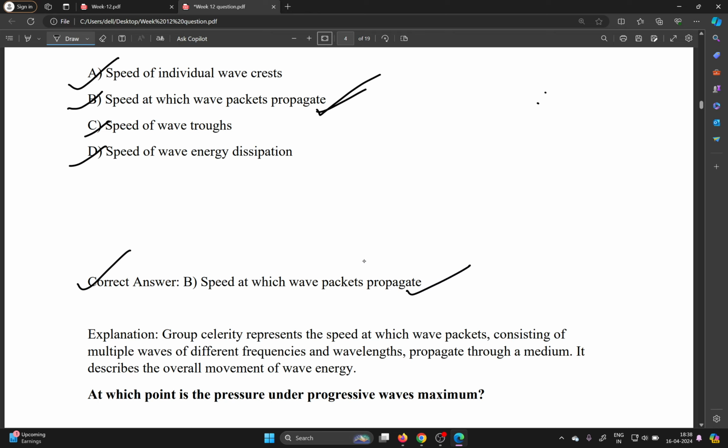Option B is correct. Explanation: group celerity represents the speed at which wave packets, consisting of multiple waves of different frequencies and wavelengths, propagate through a medium, and it describes the overall movement of wave energy.